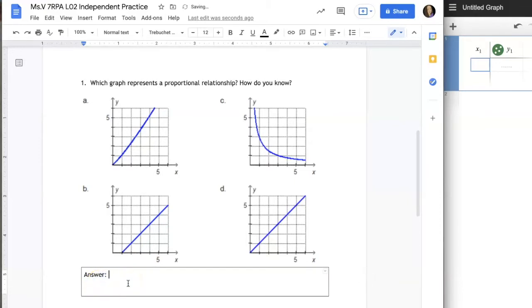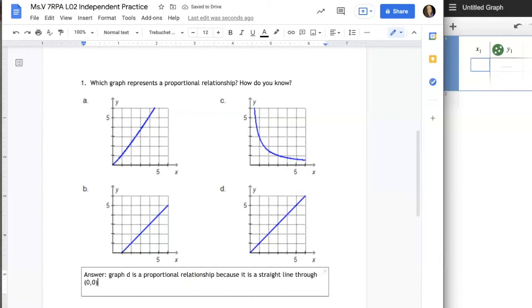So the answer is going to be graph D is a proportional relationship because it is a straight line through 0, 0.